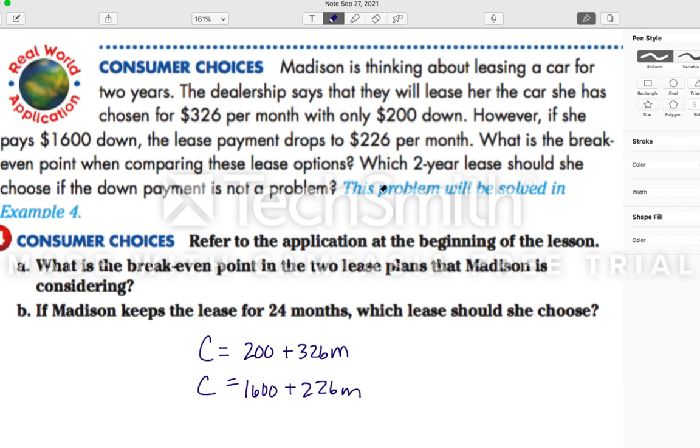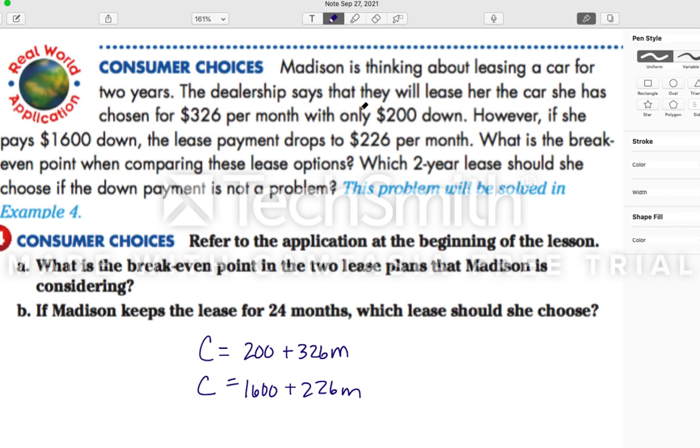And so we are asked to do two things. One, what is the break-even point? What is the time when both of these opportunities, it wouldn't matter which opportunity you choose because the value would be exactly the same. The cost to her would be the same. So that's the break-even point. And then the other one is which is the better lease if she has $200 or $1,600, either one is fine for her.